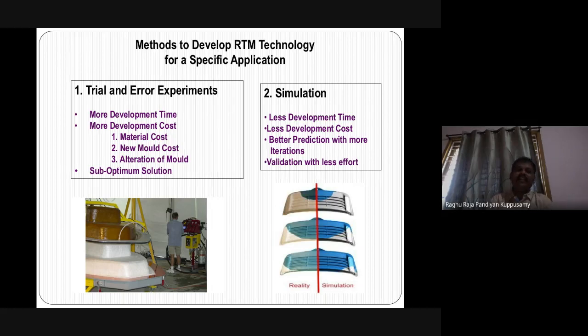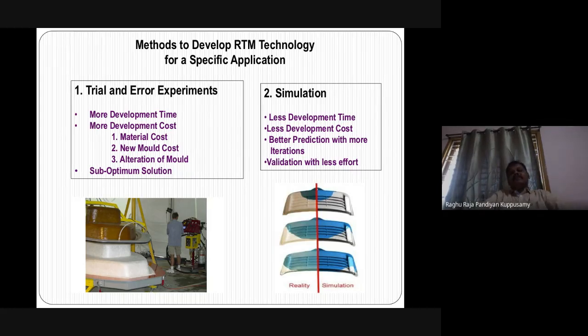When you go for trial and error experiments, it needs a lot of development time, and moreover, it needs more development material cost and new mold cost, as well as alteration of the mold because you have to fix your ports and vents in a different way, so you have to alter your mold every time. And if the mold dimension is very big, it may not be possible at all. Very importantly, trial and error experiments end up with a suboptimum solution, and objectives like mold fill without voids cannot be achieved very easily.